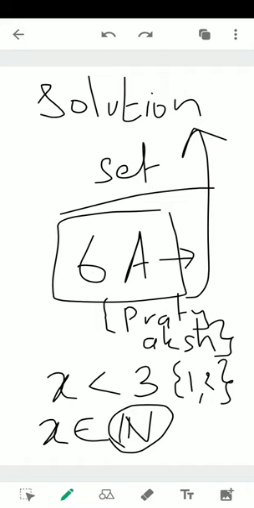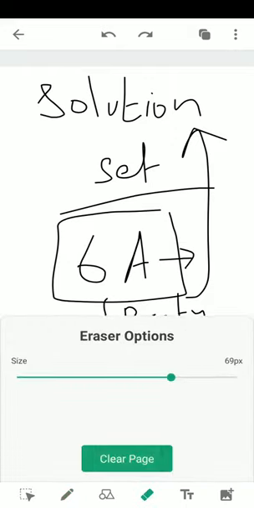So formally, solution set can be defined as follows. The set of elements of the replacement set, universal set, which satisfy the given inequation is called the solution set or the truth set. So these are the terminologies regarding your linear inequations. Now, before we go ahead and solve the problems, one small thing you have to keep in mind, which forms the major thing that you should understand for this chapter.